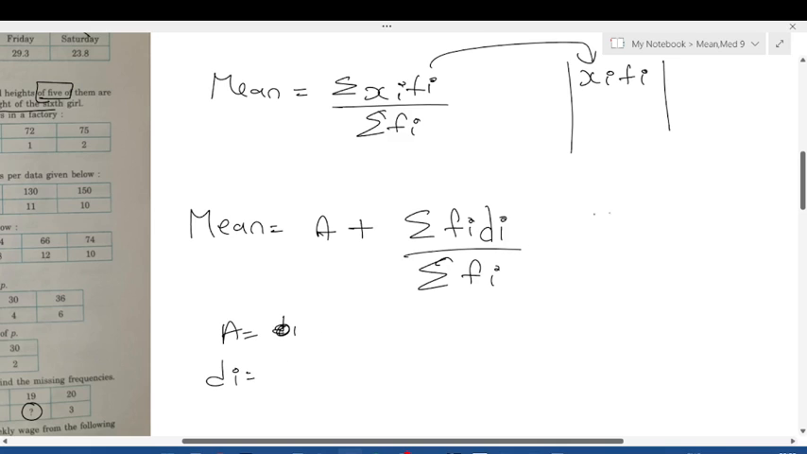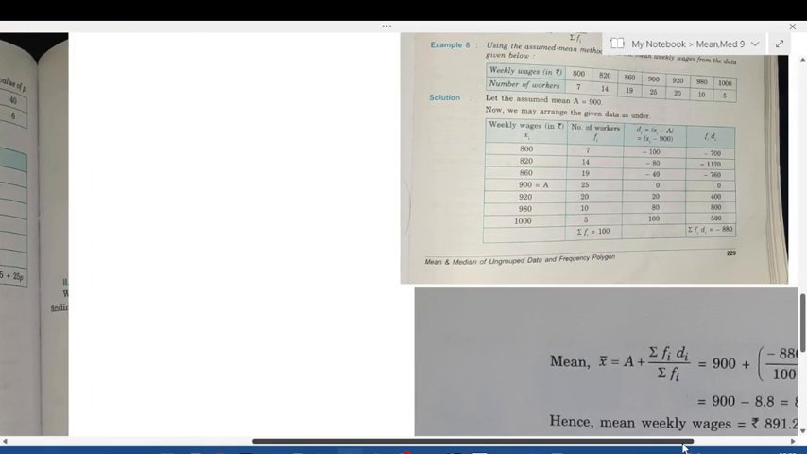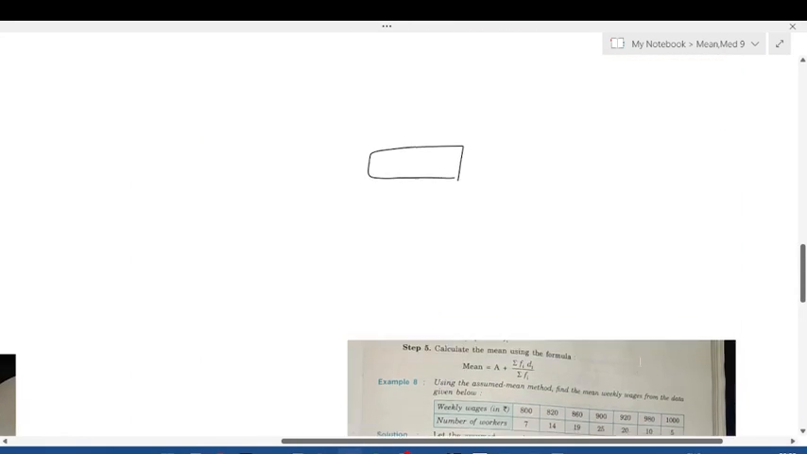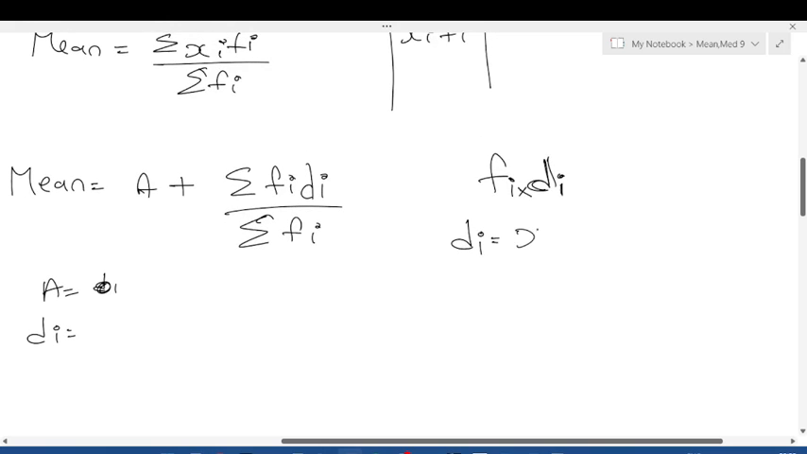This is the main formula, students. A plus summation of Fi di. What do you mean by Fi di? How many columns do you have to multiply? Tell me how many columns? One Fi column and one more is the di column? Yes. So di is a new column here. We have to create a new column. So for di, the formula is x minus a. A minus x or x minus a? X minus a. Xi minus a, students. This is the formula.